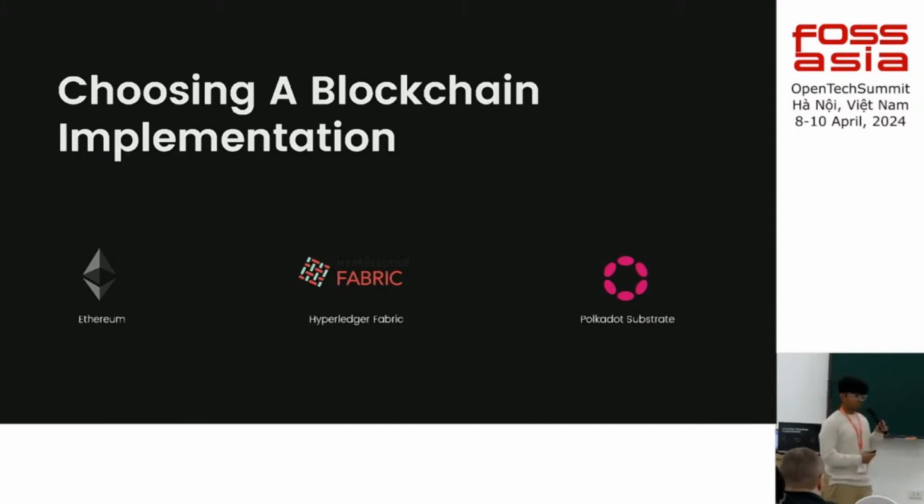Third one is Polkadot Substrate. It's similar to Hyperledger Fabric, but it is much more customizable. It is created by the Polkadot Foundation, and it is written in Rust. So you can easily fork it. You can add smart contract features to it. You can change the whole logic of the chain. You can do anything if you have this Polkadot Substrate framework code, right?